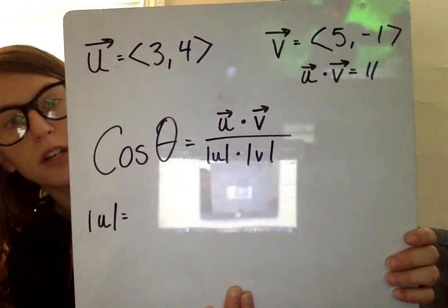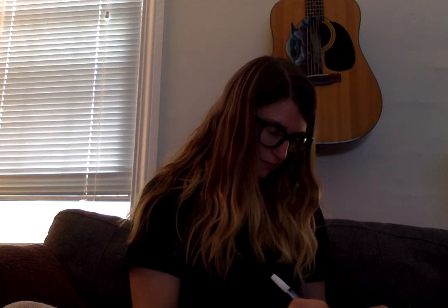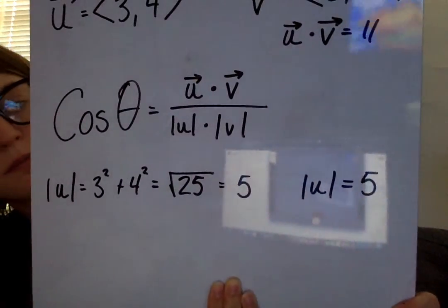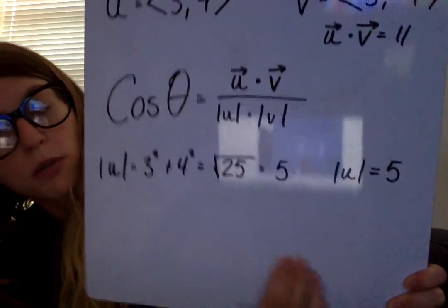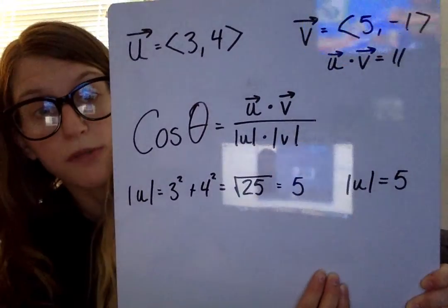So to find the magnitude of u, just to refresh your memory on what u is, we're going to do 3 squared plus 4 squared. That gives us 25, and then we have to take the square root. So the magnitude of u is just 5. 3 squared plus 4 squared is 25. Take the square root of 25, get 5.